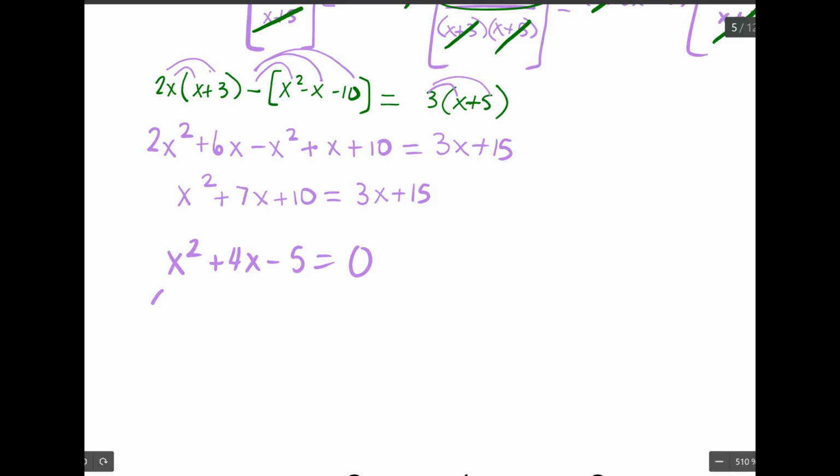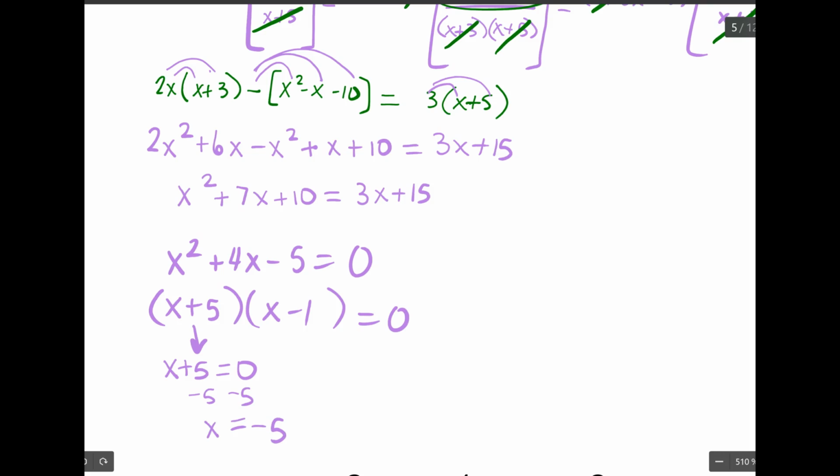And then what are the two factors here? What adds to 4 and multiplies to negative 5? 5 and negative 1. Mm-hmm. And if I set each of these equal to 0, x plus 5 equals 0, minus 5 on both sides, we get x equals negative 5. I have x minus 1 equals 0, add 1 to both sides, x equals 1.